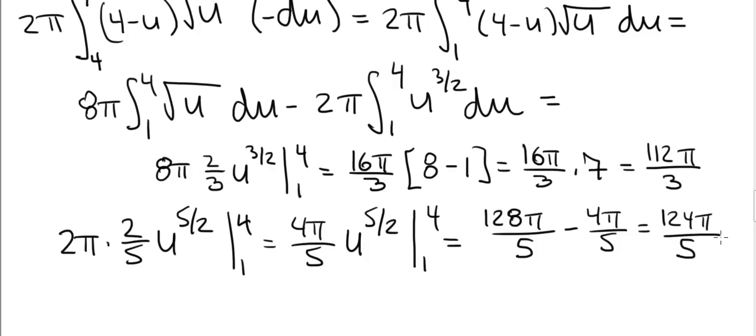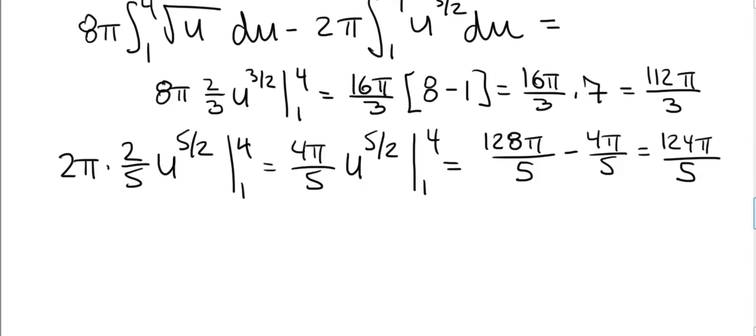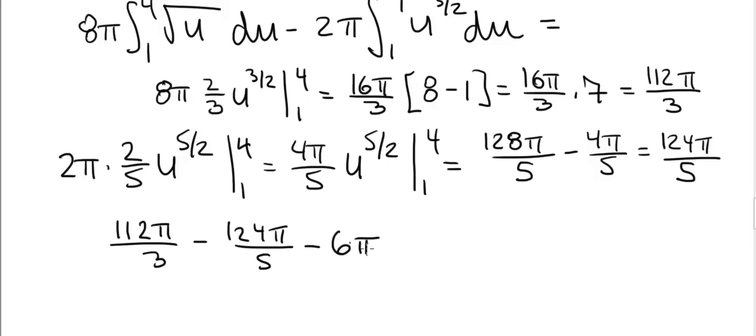And our answer is 112 pi over 3 minus 124 pi over 5. And then, of course, we had 6 pi subtracted before, minus 6 pi. We have to evaluate this. So the common denominator is once again going to be 15.